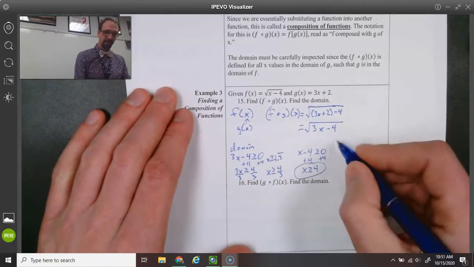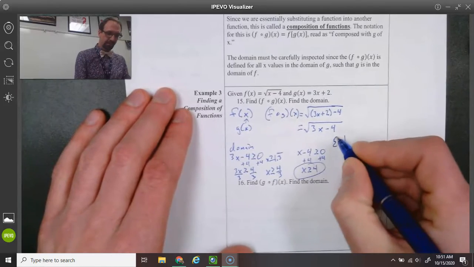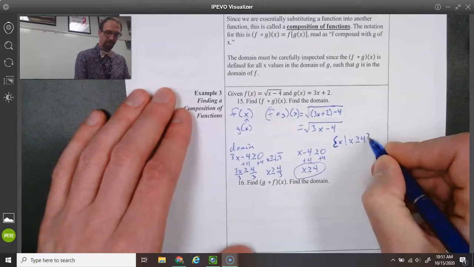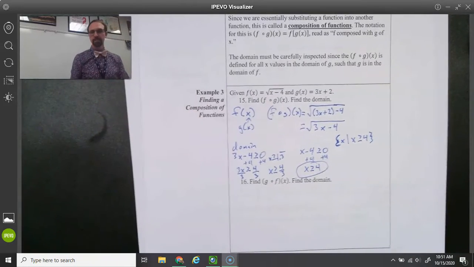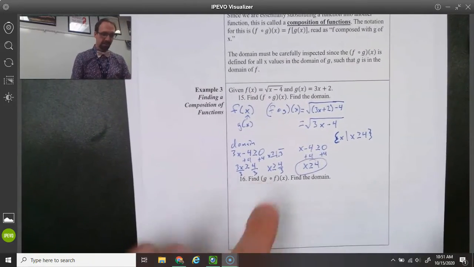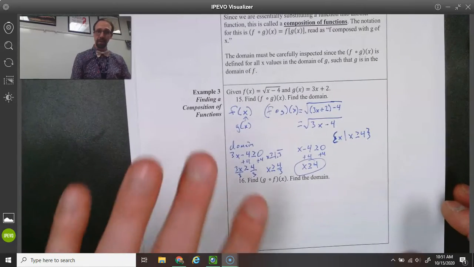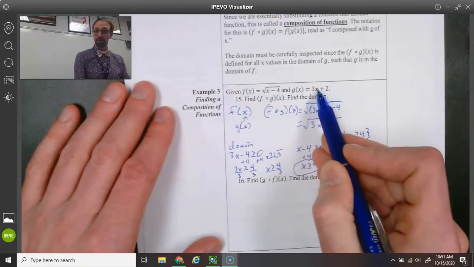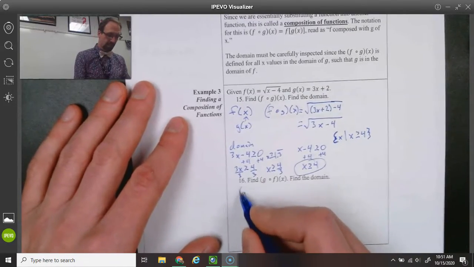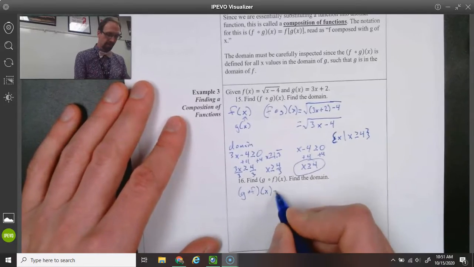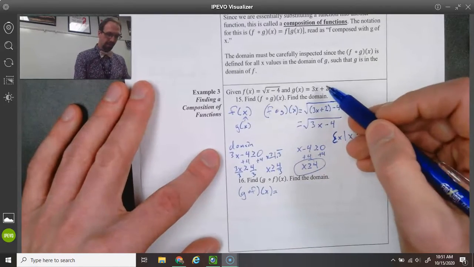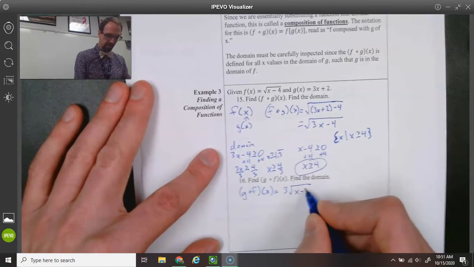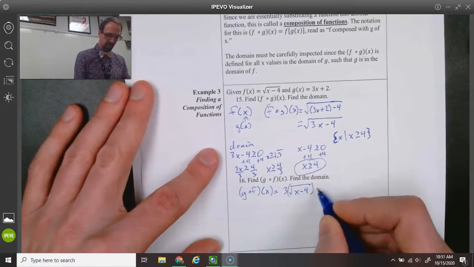So the domain for this one is the set of x's such that x is greater than or equal to 4. For this example, this part, now I'm saying g composed with f. Same process, except now we're going to take the square root of x minus 4 and plug it into this value here. So g composed with f of x is equal to the square root, so 3 times the square root of x minus 4, and then plus 2.